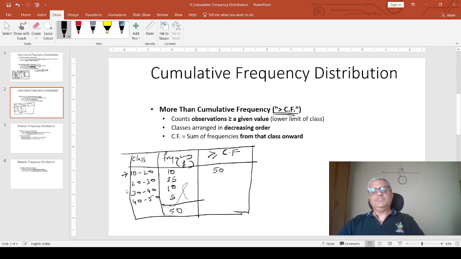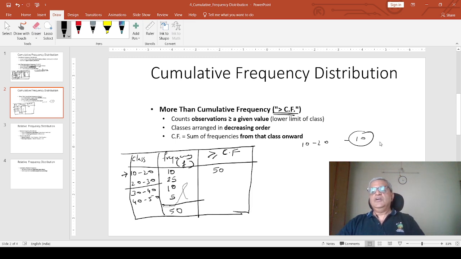How many elements for the next class? How many elements are greater than or equal to 20? Now, in between 10 to 20, we have 10 numbers, correct? Now we are asking the question, how many elements are greater than or equal to 20?